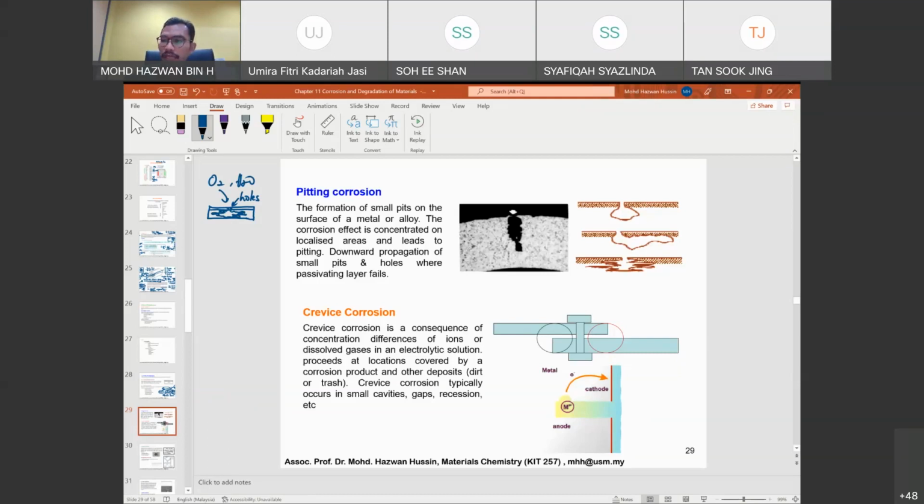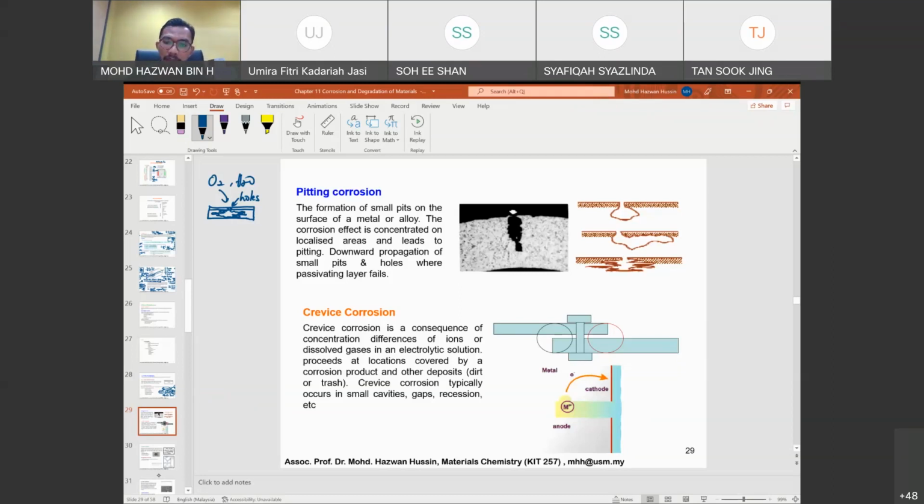Moving on to the next one, crevice corrosion. Crevice corrosion is a consequence of a concentration difference of ions or dissolved gas in an electrolytic solution, and proceeds at locations covered by a corrosion product and other deposits, for example, dirt or trash. Crevice corrosion typically occurs in small cavities, gaps, recesses, and so on. So this type of corrosion normally occurs in small gaps.